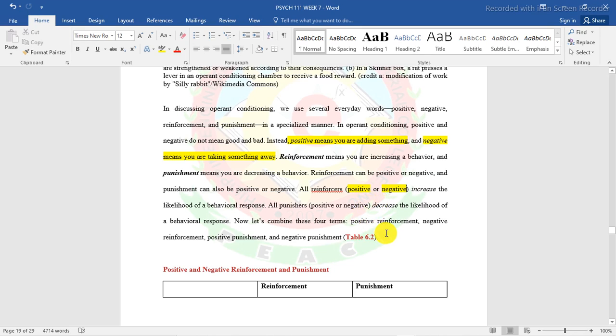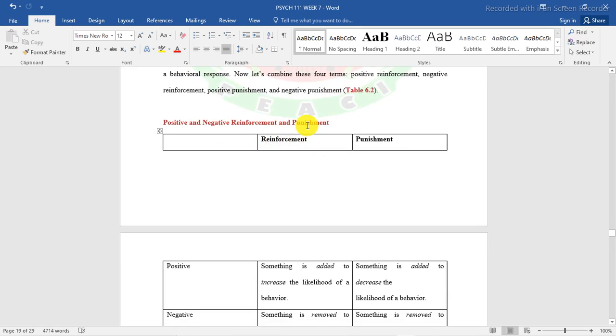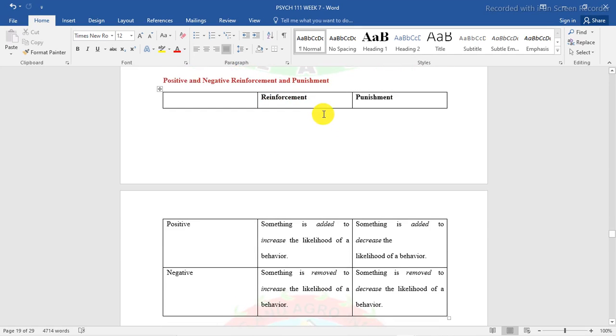Now, let's combine this for positive reinforcement, negative reinforcement, positive punishment, and negative punishment. So, positive and negative reinforcement and punishment. So, example, reinforcement muna tayo. Ano yung positive reinforcement? Something is added to increase the likelihood of behavior. So, yan. How about positive punishment? Something is added to decrease the likelihood of the behavior.